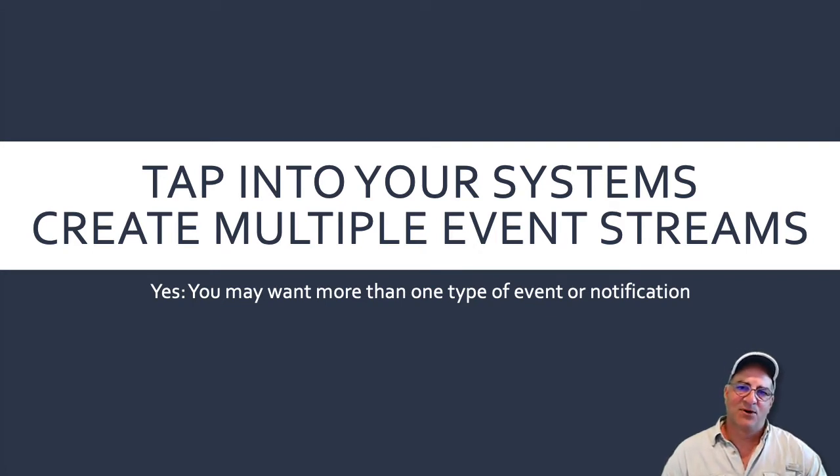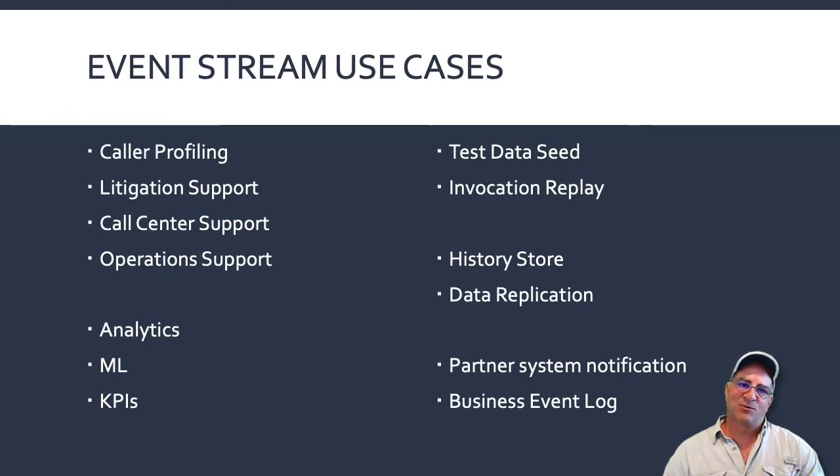And are you going to merge all those different kinds of events into the same stream, or are you going to have different ones? My general position on this is you're going to want more than one type of event or notification. You're going to have more than one stream. It's obvious that we have two of these, so let's take a look. What are the use cases for this?